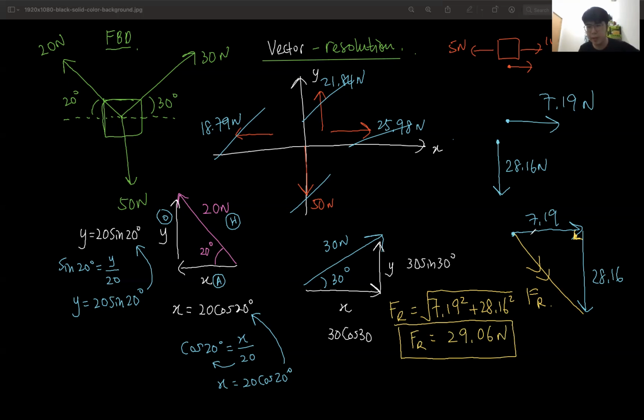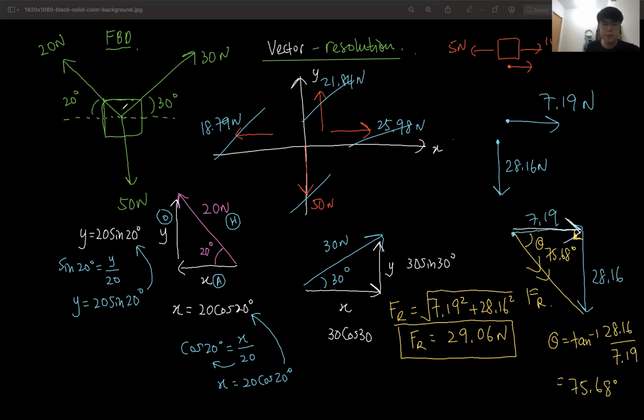We want to find the angle. Okay, we find the angle here. This angle here. So angle equals tangent inverse of 28.16 divided by 7.19. 75.68. OK, label it into the diagram. Now, 75.68 is from where? From the horizontal axis, right? So I draw my FR here, and this is 75.68, and 29.06 Newton. Resultant force.